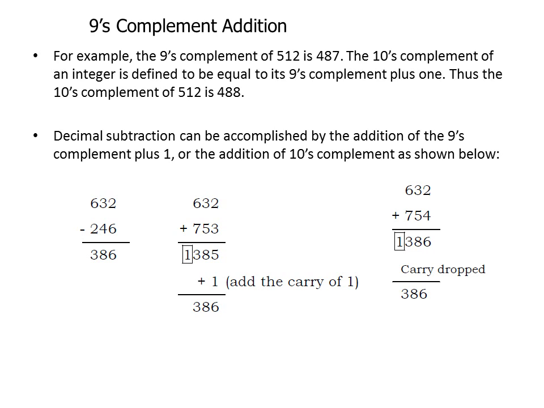Similarly, it is represented in the form of 10's complement addition. Here 632 and 753 was the 9's complement. When we add 1, it becomes 754. So 632 plus 754 is added and it becomes 1386. Now the carry is dropped and we get 386. In this way we can find the subtracted value using either 9's complement addition or 10's complement addition.